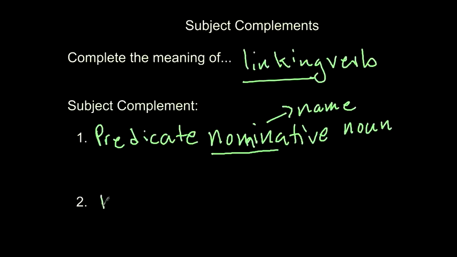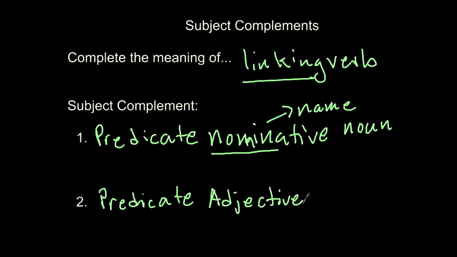The other type is called a predicate adjective. This one's a lot more straightforward because predicate adjectives describe nouns. So a predicate adjective is when a linking verb links a subject to an adjective that describes something about that subject. This one's usually a lot easier for students. This one is PA and this one is PN. All right, let's look at some examples.